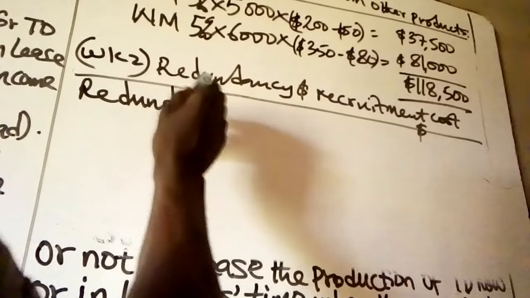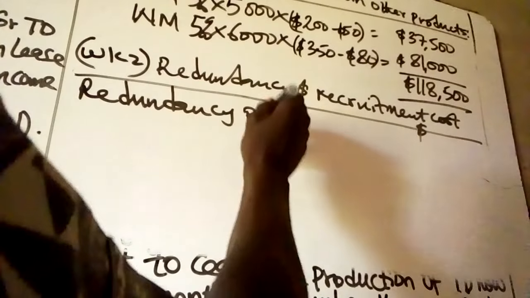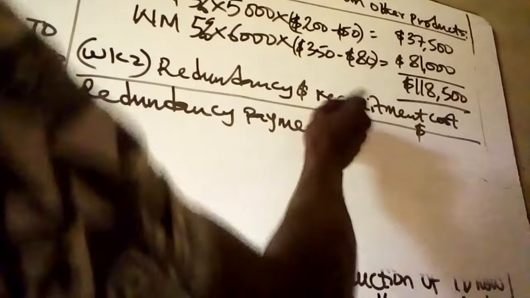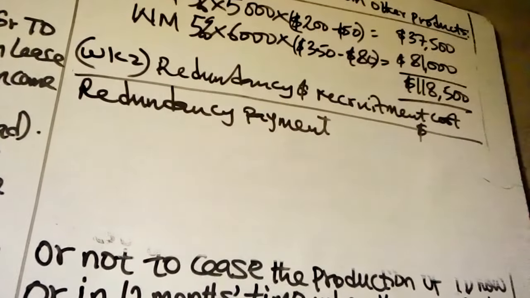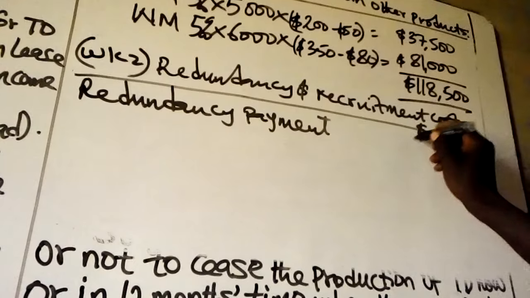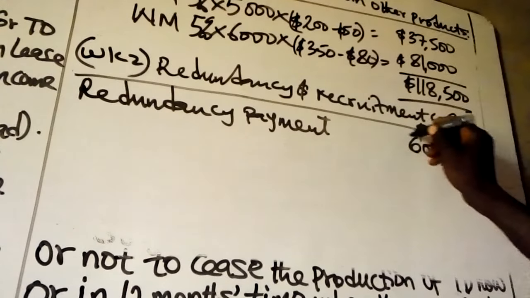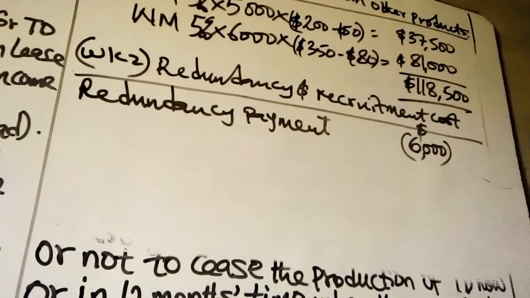Redundancy payment of 6,000 will be incurred if you cease TD now. If you cease TD now, you will incur a redundancy payment of 6,000. That is a cost to you. An outflow on the decision of you ceasing TD now, you will incur that cost of 6,000.